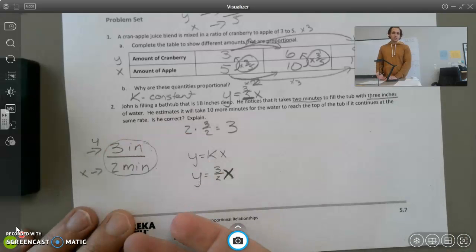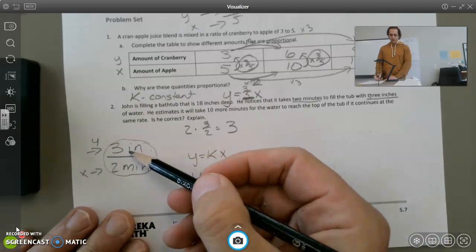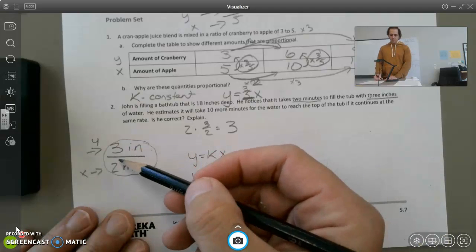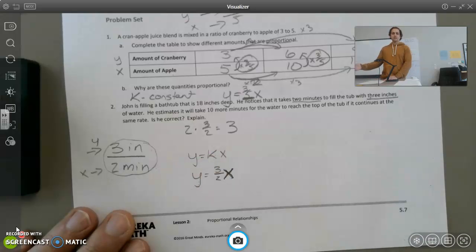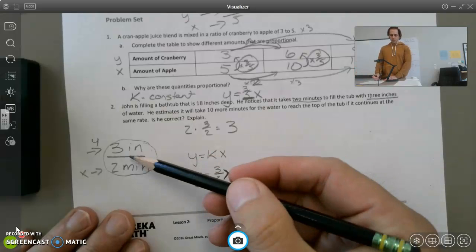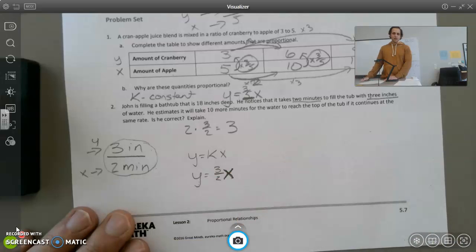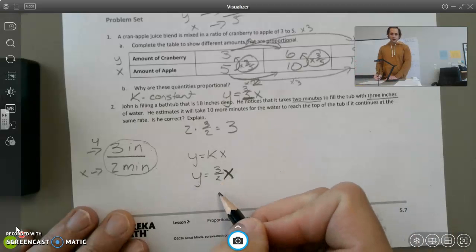Now, potentially it could have been simplified, like if they had said 6 inches in every 3 minutes, then we would say 2 inches per minute. But in this case, this is an improper fraction or mixed number that we would have to use. It doesn't simplify to just an integer. So 3/2 is our rate.